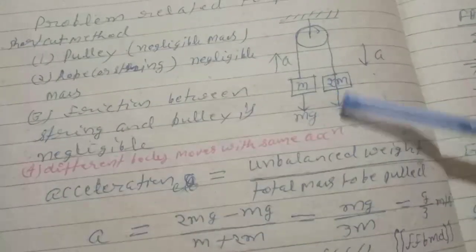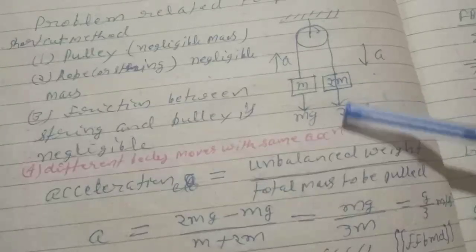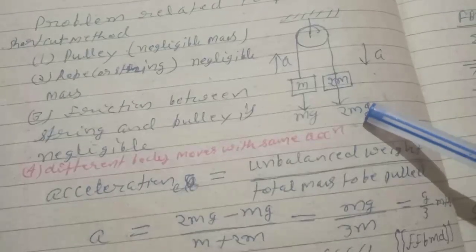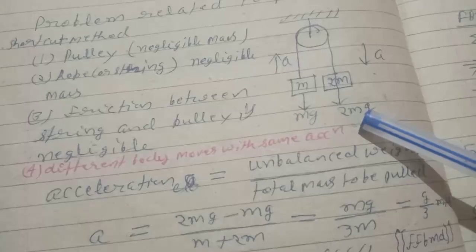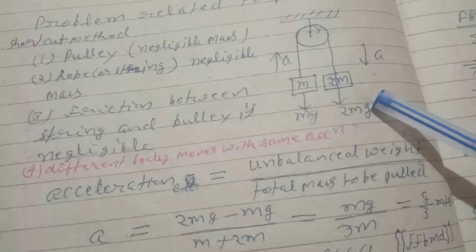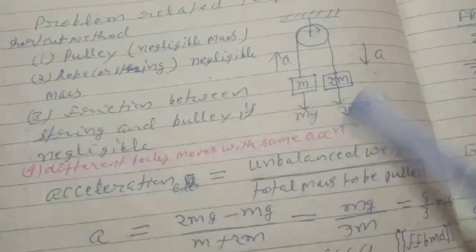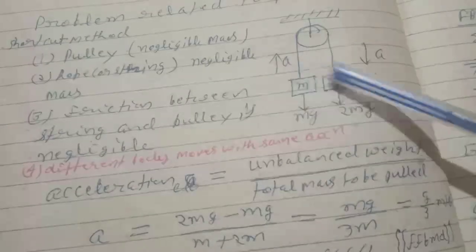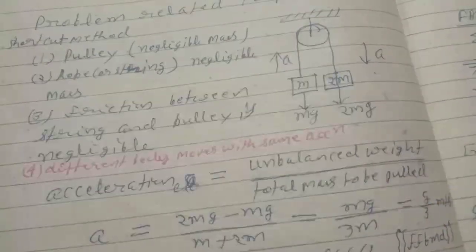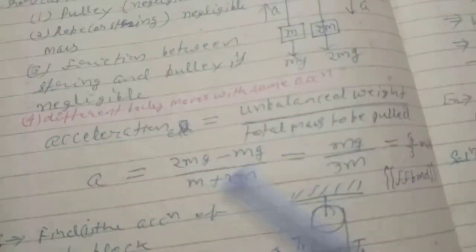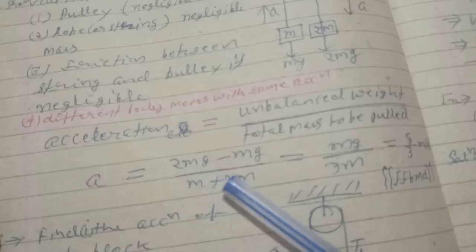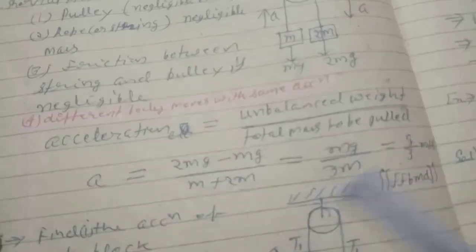Unbalanced means there will be two weights here. This is a weight and this is a weight. For the unbalanced weight, we subtract the smaller weight from the bigger weight. The total mass to be pulled will be the total mass connected to the pulley, that is this mass and this mass. So we can write directly this formula: a equals 2mg minus mg, this is the unbalanced weight, divided by m plus 2m, equals mg by 3m, equals g by 3.